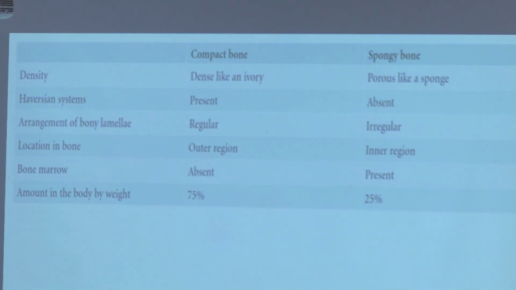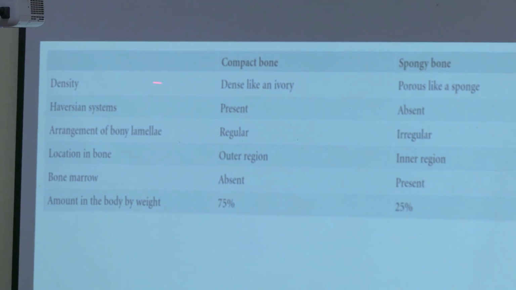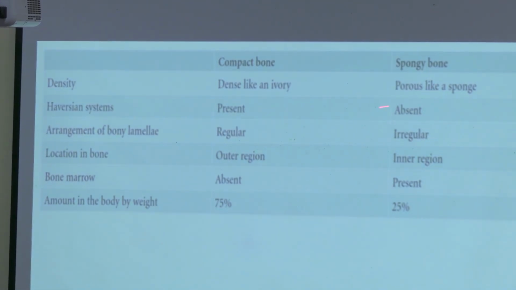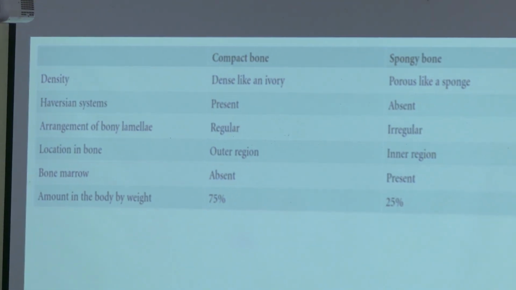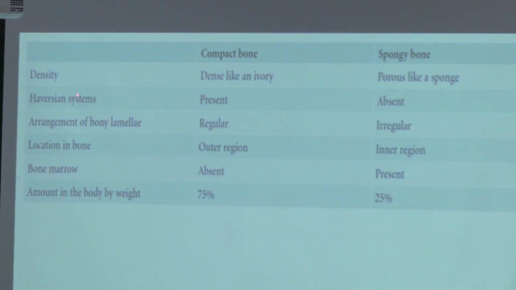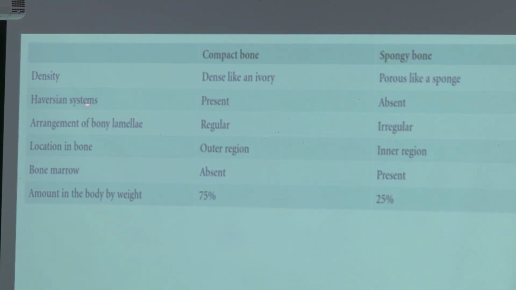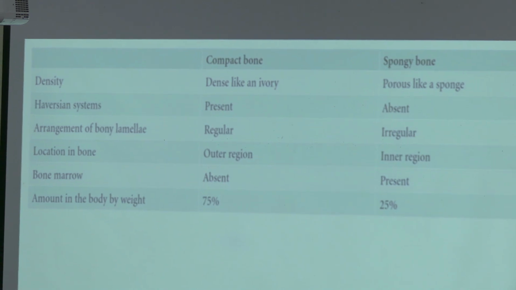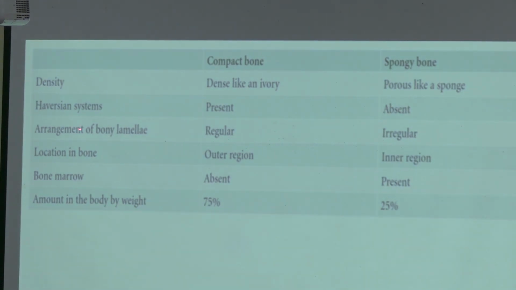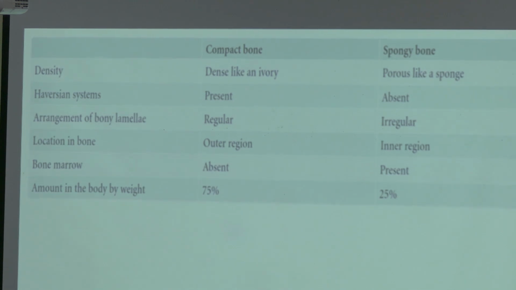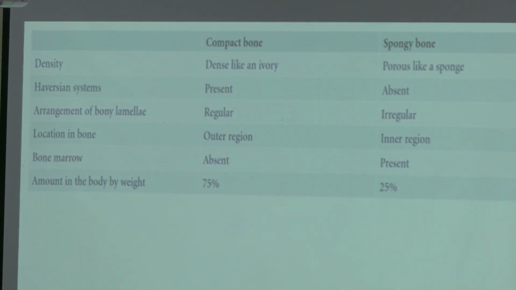Now there is a comparison between the compact bone and the spongy bone. You can see the comparison. First of all, density. Compact bone is more dense, ivory-like, and spongy bone is porous, just like a sponge. Haversian system. Have you heard about this? Anyone? Yes. Okay. Today we will discuss in detail about the Haversian system. The Haversian system is present in case of a compact bone, but in case of spongy bone, it is absent.